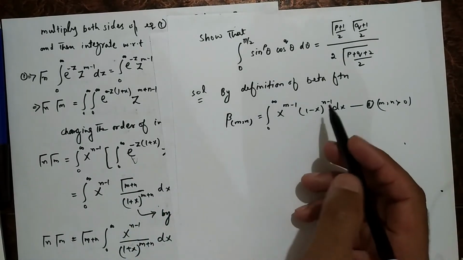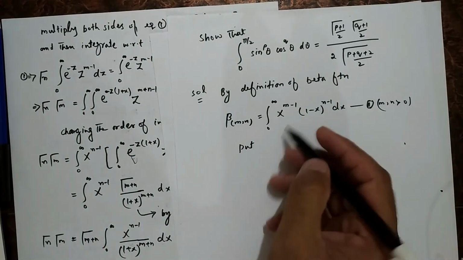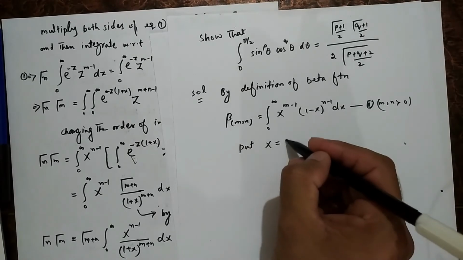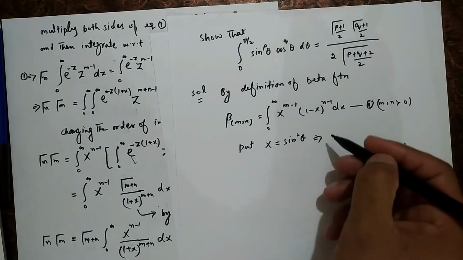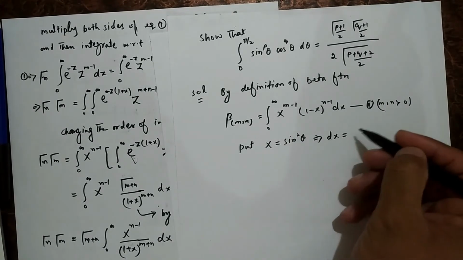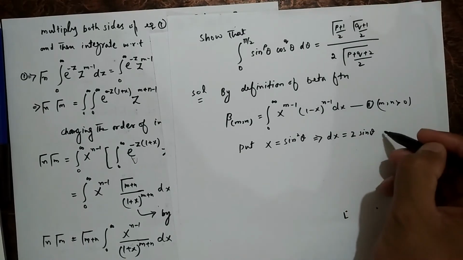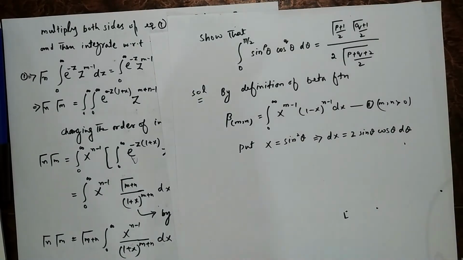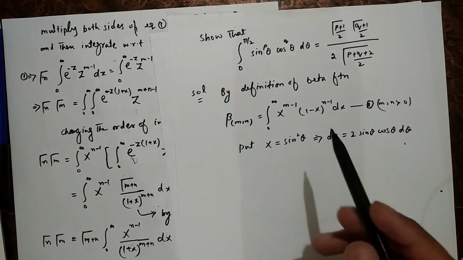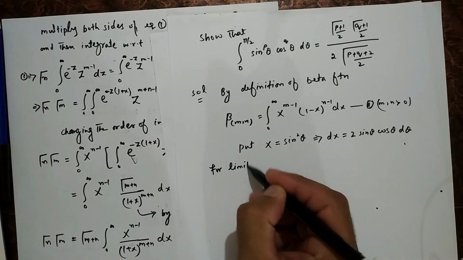Let's make some substitution. Put x equals sine square of theta, and its derivative will be dx equals 2 times sine of theta cos of theta into d theta. Now we have made some substitution, so we have to check the limits.